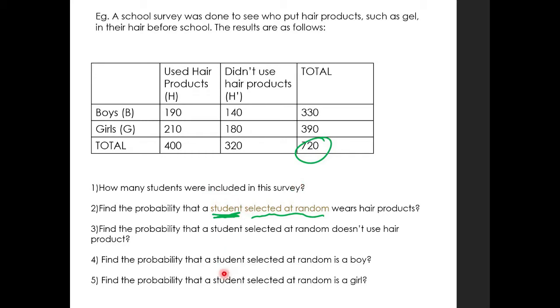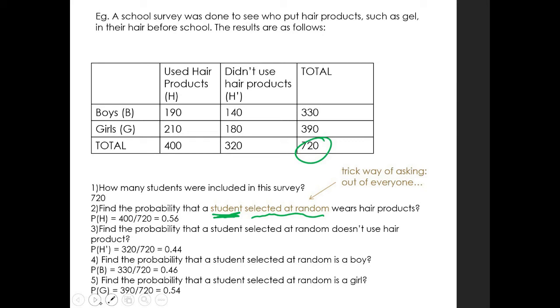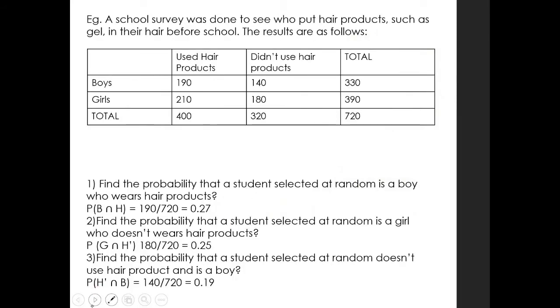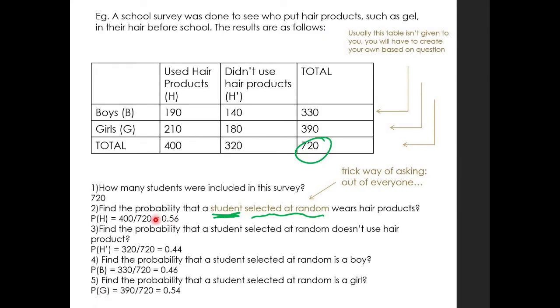Try to do the questions on this list. So here are the answers. Notice that the denominator is always 720. I always start with the denominator is always 720, right? Whether it's an and question, an or question, any question except conditional, the denominator will be 720.